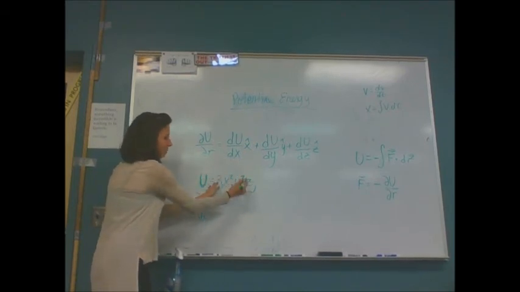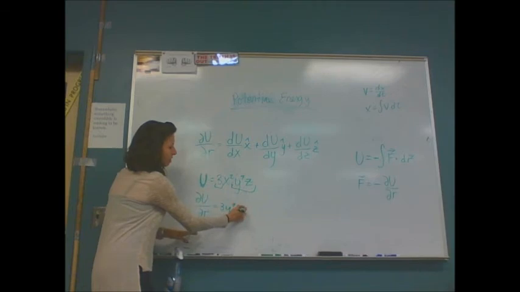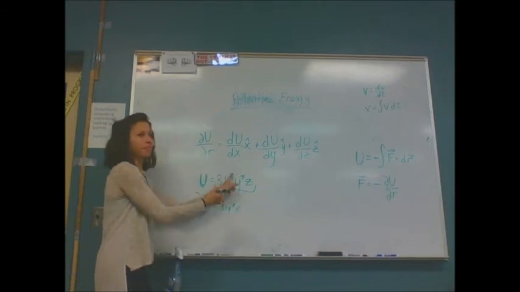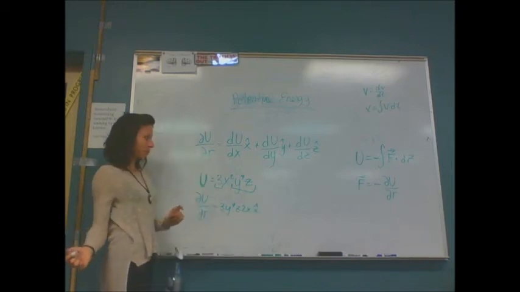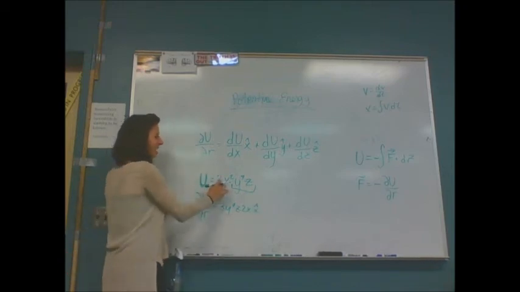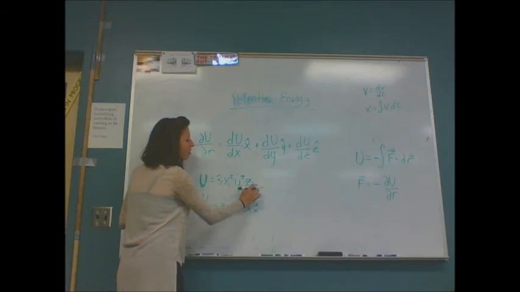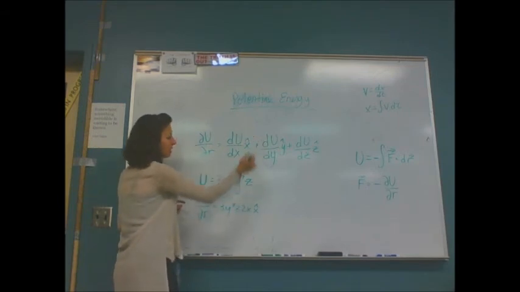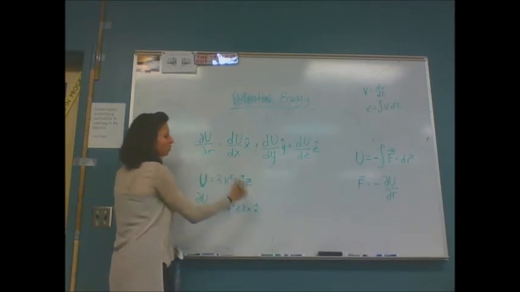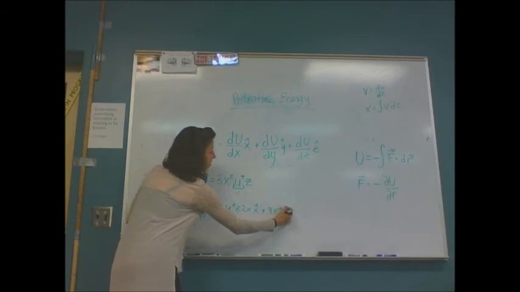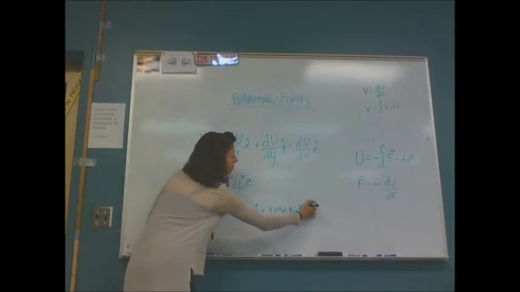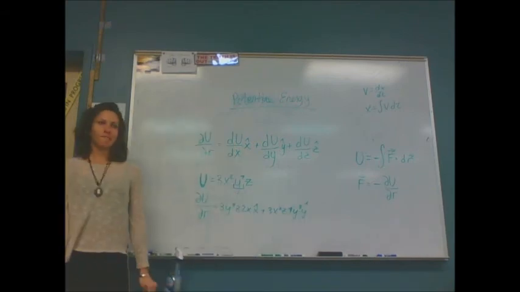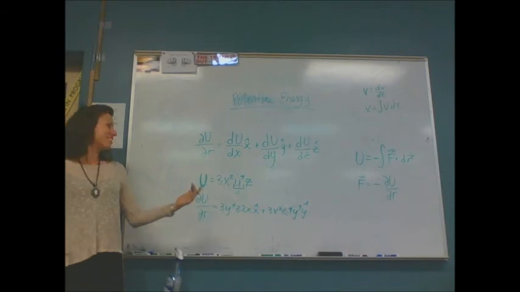Then I would do it again, but now the thing that I'm taking the derivative with respect to is y. So it would be plus 3x squared z, 4y to the third, y hat. Then I would take it with respect to z, where z is my variable and the rest is constant. So it would be plus 3x squared y to the fourth times the derivative of z, which is 1.